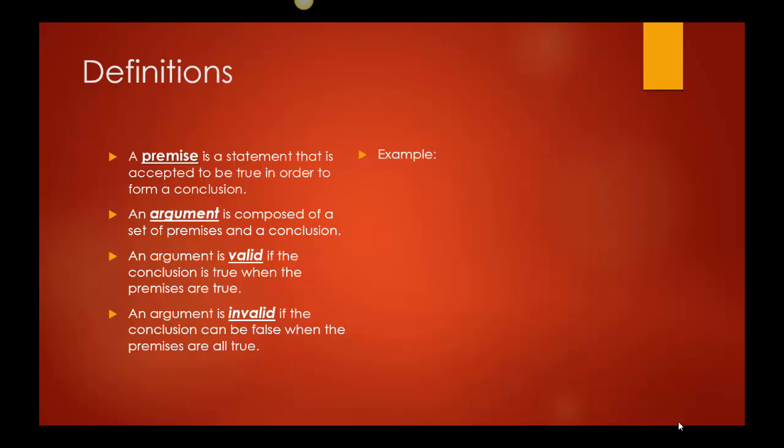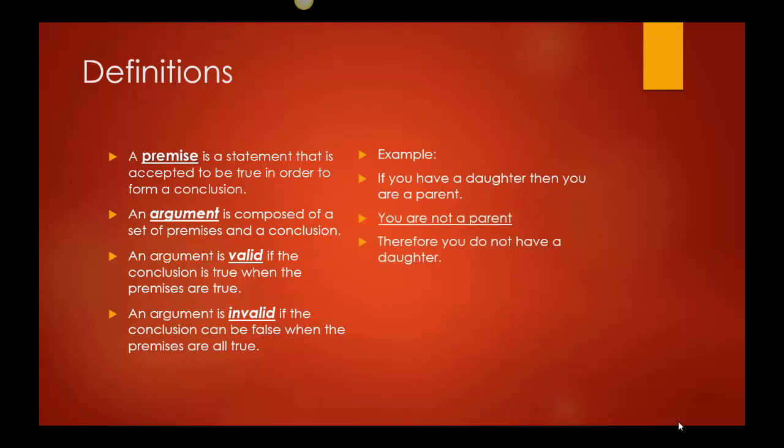So probably the easiest way to start understanding this is to give you an example. So here's what I have. If you have a daughter, then you are a parent. You are not a parent, therefore you do not have a daughter. So this is an example of an argument. You can see the first statement is a premise. The second statement is also a premise.